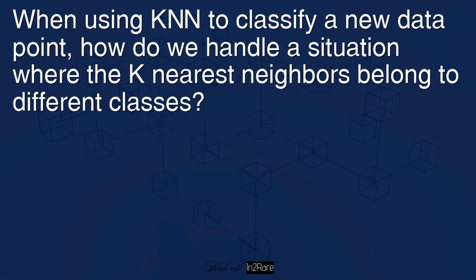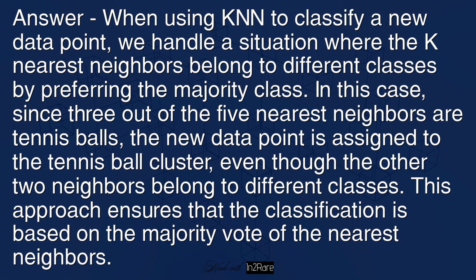When using KNN to classify a new data point, how do we handle a situation where the k-nearest neighbors belong to different classes? Answer: when using KNN to classify a new data point, we handle a situation where the k-nearest neighbors belong to different classes by preferring the majority class. In this case, since 3 out of the 5 nearest neighbors are tennis balls, the new data point is assigned to the tennis ball cluster even though the other 2 neighbors belong to different classes. This approach ensures that the classification is based on the majority vote of the nearest neighbors.